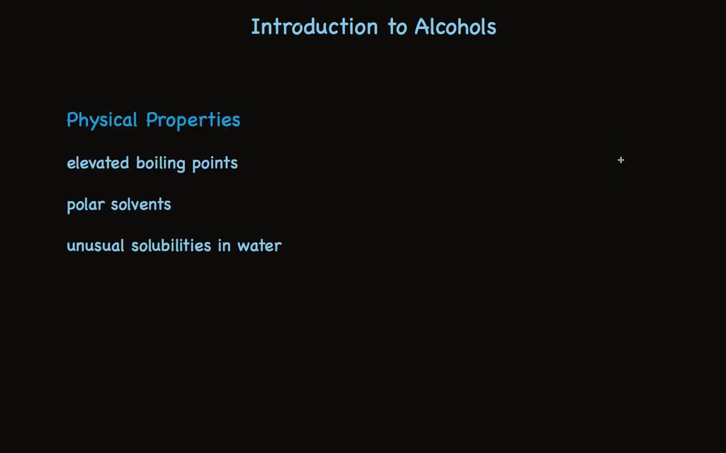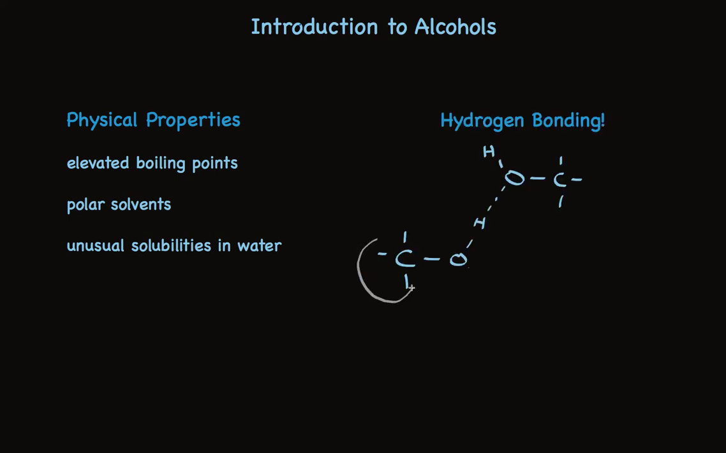In terms of physical properties, we see that alcohols have elevated boiling points. They are polar solvents. They have unusual solubilities in water. Hydrogen bonding holds molecules of alcohols tighter together than usual. So here's a molecule that includes an alkyl group. So here's the alkyl group of an alcohol, and here's the OH. Here's the alkyl group of another molecule of alcohol, and here's the OH.